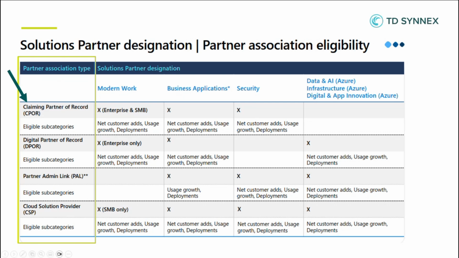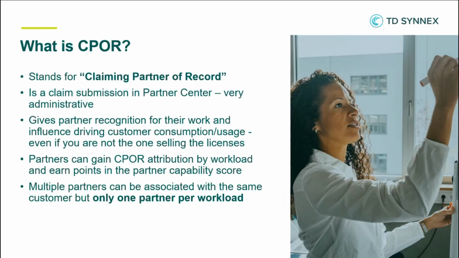Partner admin link, PAL, is used whenever a partner delivers their services within a customer's Azure production environment. You're attaching your NPN number to that environment. And then last, we know CSP. And CSP is tied to the subscription resell. Partners need to add the customer in their Partner Center customer workspace. And that's how you get the CSP association.